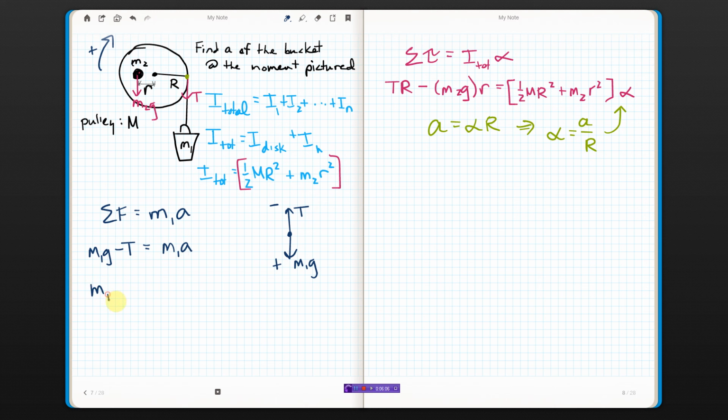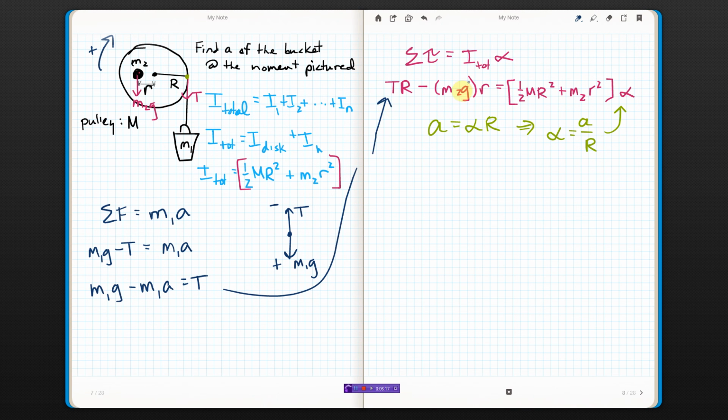I get M1G minus M1A equals T. So I can take this and put it here. And then I can rewrite all of this. Okay, so rewrite all this. I got M1G minus M1A. I'm just going to do algebra at this point. If you want to turn off the video now, we're done with the physics. It's algebra now.